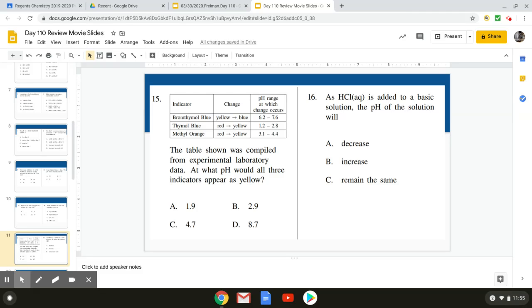15 is a Table M question where you have indicators like bromothymol blue, thymol blue, and methyl orange. The table shown was compiled from experimental laboratory data. At what pH would all three indicators appear yellow?